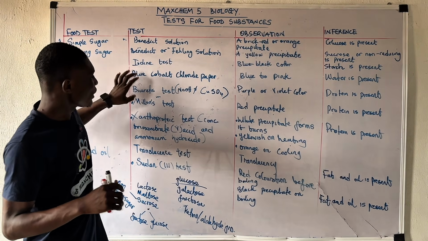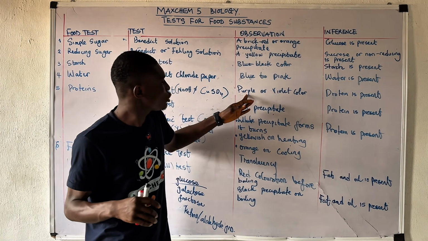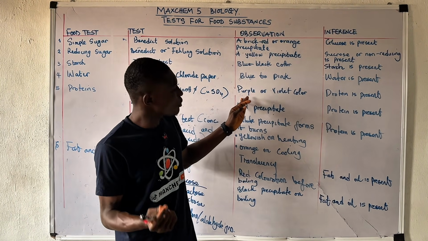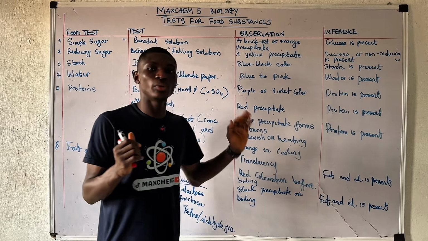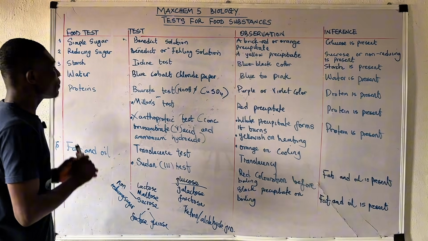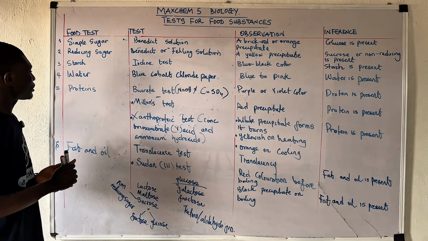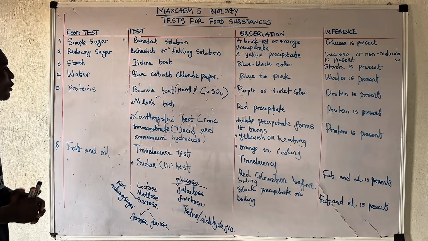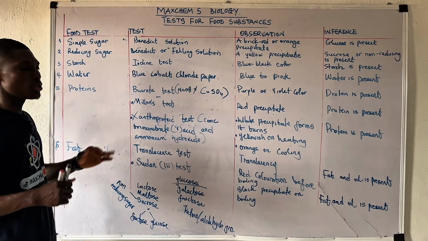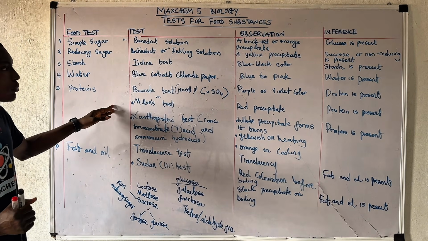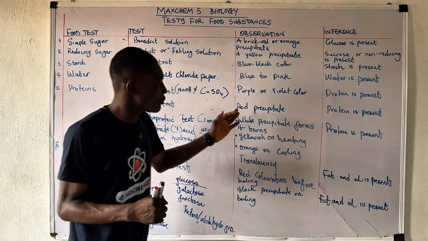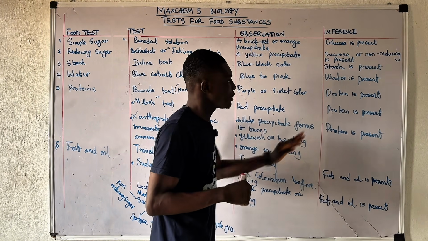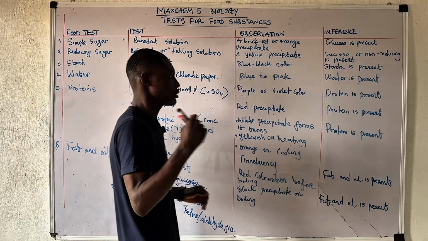When you add this, you discover that there is a color change. You observe a purple or violet color that indicates the presence of protein. Now, the Millon's test. In this case, you also take the same food substance, such as the white of an egg, and add the Millon's reagent. Here, you just warm it, then you find a red precipitate. You observe it, and that indicates the presence of protein.